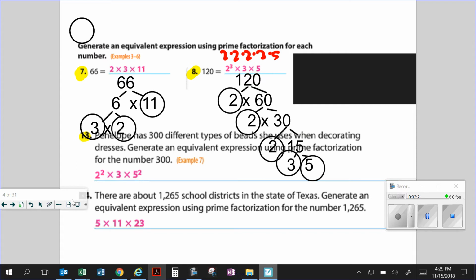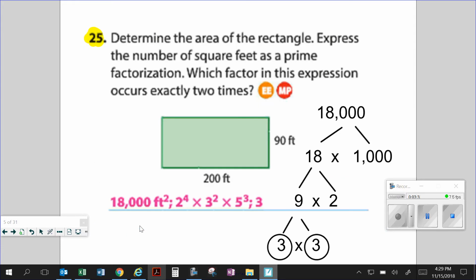Number 14, how do you break down 1,265? Divide by 5. 5 times 11 times 23. And number 25, to find the area of this rectangle, you multiply the length and the width. 200 times 90 is 18,000.